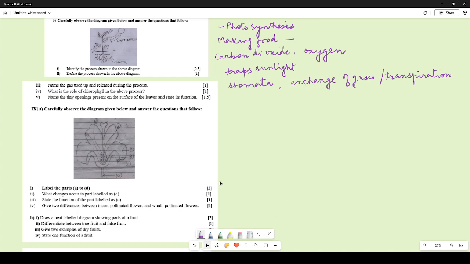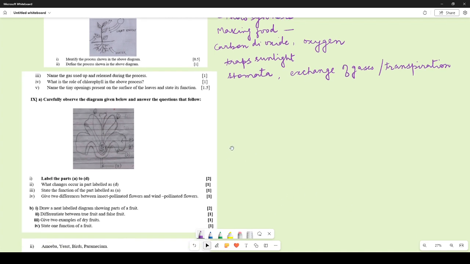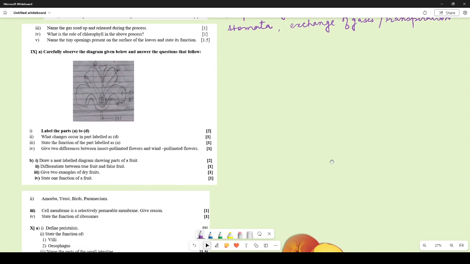Now carefully observe the diagram given below and answer the questions that follow. Over here, label the parts A to D. That means you have to label all the parts A, B, C, D. Many have labeled only A and D. It says A to D. What does it mean? This part to this part, A, B, C, D. Now for A, if you have called it as pedicel, then also I have given you marks. If you have marked it as thalamus, then also I have given you marks.